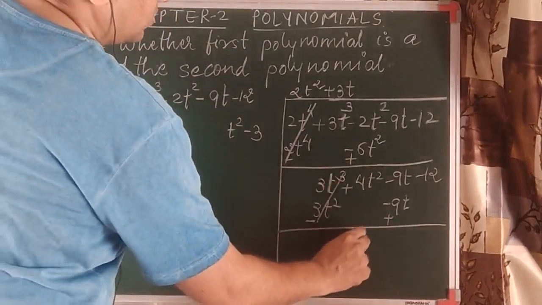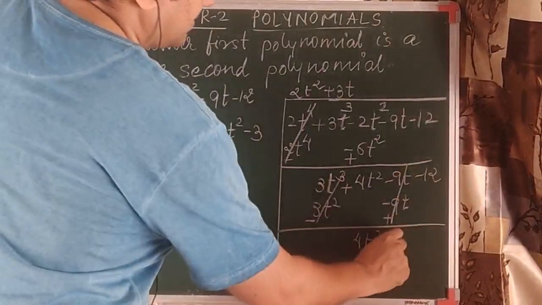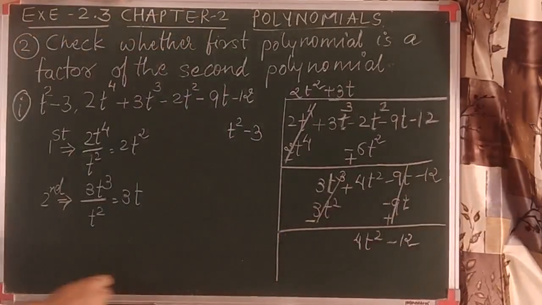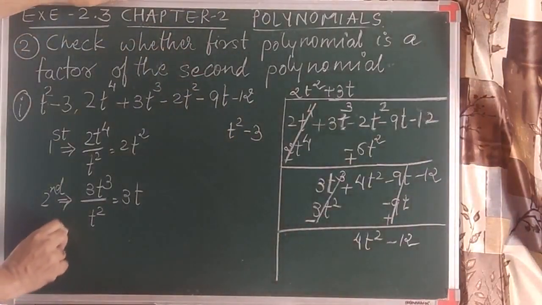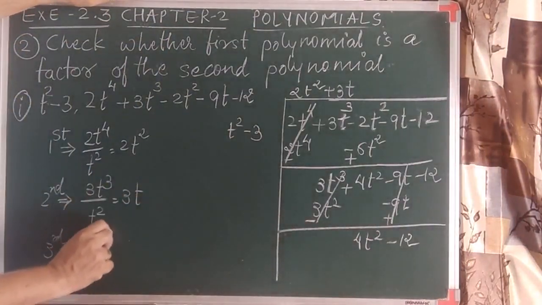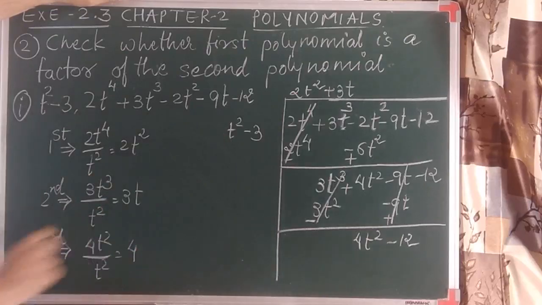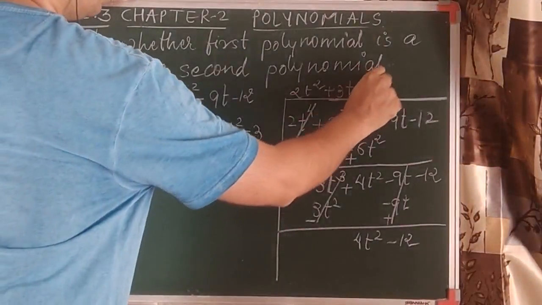Cancel this 4t square as it is. As that is nothing because it is also cancelled, minus 12. Now let's get the third and the last quotient. The first term of the dividend, that is 4t square, should divide with the first term of the divisor t square. So the answer is plus 4.